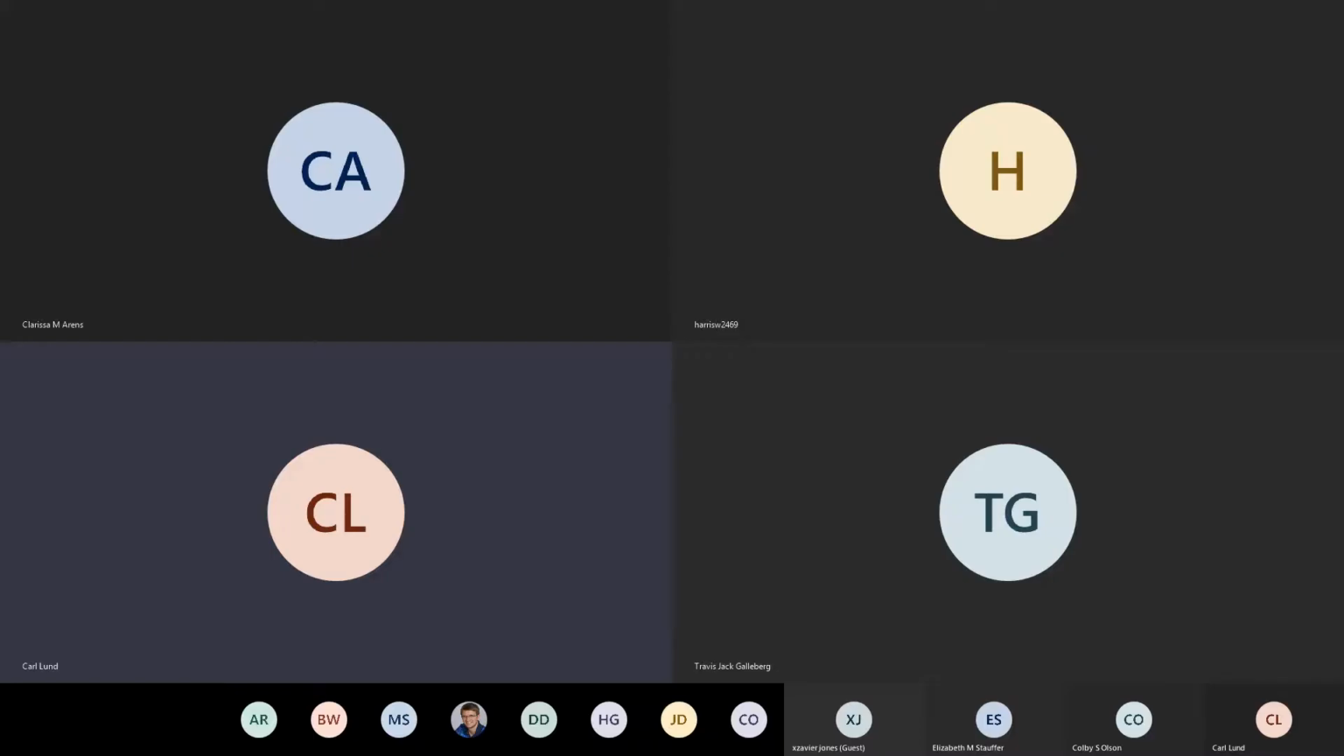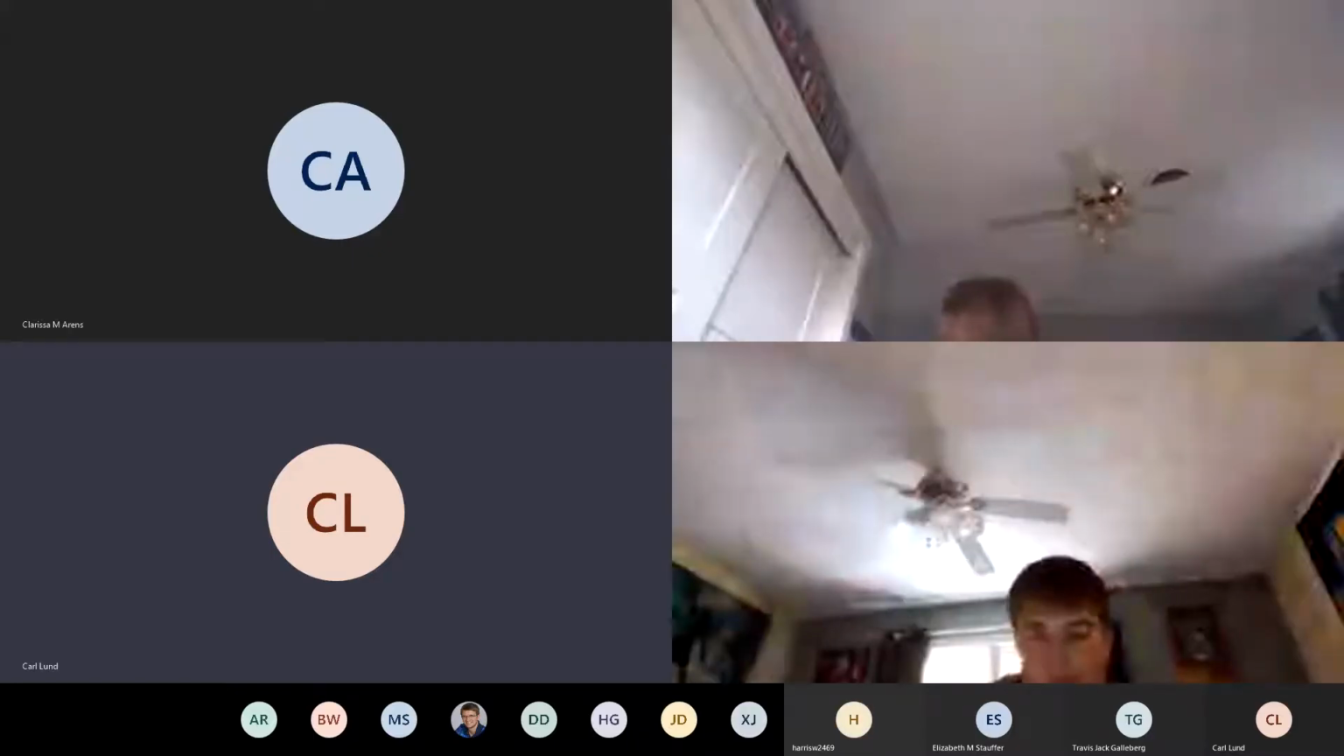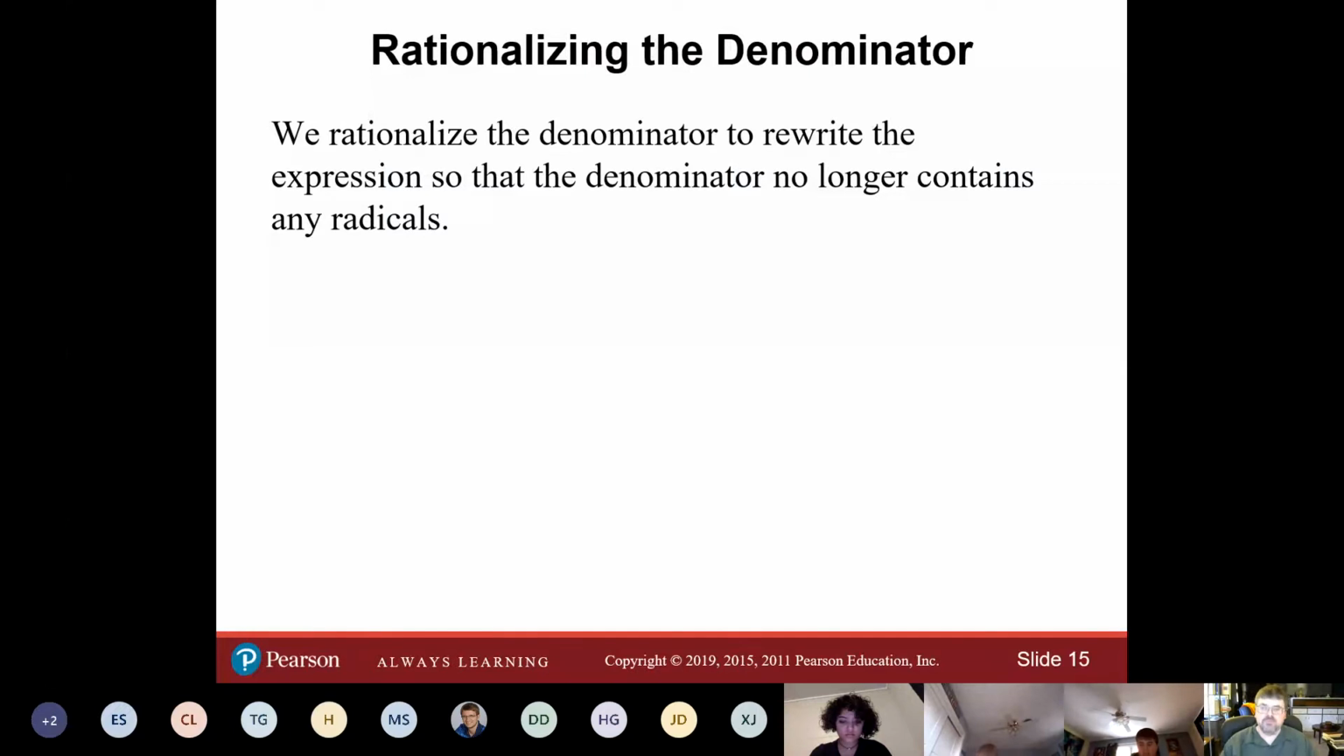So the first thing we're going to do today is talk about rationalizing denominators. Rationalizing means to make something into a rational number. And the convention in math is we do not want a radical sign in the denominator of a fraction.